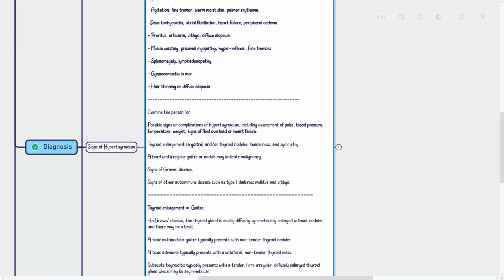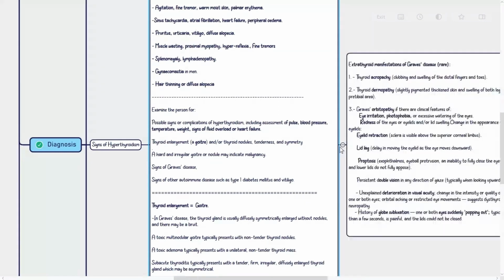Thyroid enlargement, goiter. In Graves' disease, the thyroid gland is usually diffusely, symmetrically enlarged without nodules, and there may be a bruit. A toxic multinodular goiter typically presents with non-tender thyroid nodules. A toxic adenoma typically presents with a unilateral, non-tender thyroid mass. Subacute thyroiditis typically presents with a tender, firm, irregular, diffusely enlarged thyroid gland, which may be asymmetrical. In amiodarone-induced thyroiditis, a small goiter is usually present.